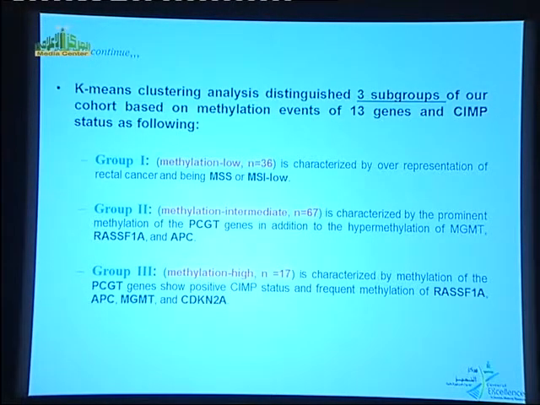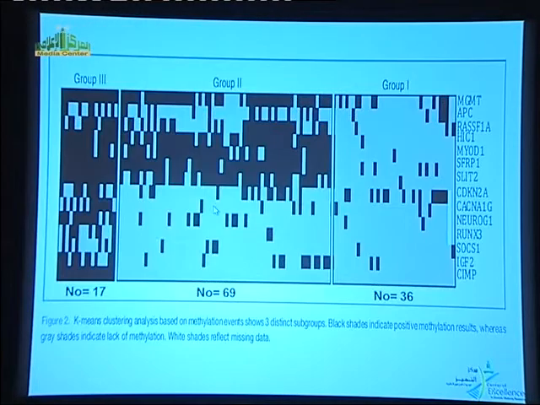Very interestingly, using clustering analysis, we distinguished 3 groups through the methylation of these genes. We found that group 1 is methylation low, number 36, group 2 methylation intermediate, number 67, and group 3 methylation high. Through this methylation, we found that group 2 behaves better than the others. So this is the clustering. Here is group 1, low methylation, group 2, intermediate methylation, and group 3, high methylation. The black dots are hypermethylation, the gray is non-methylated.